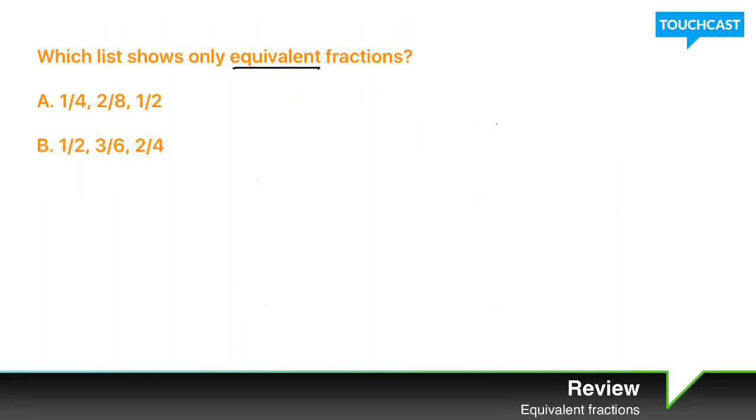Alright, let's take a look at another problem. This problem reads, which list shows only equivalent fractions? So of A or B, which of those shows only equivalent fractions? All 3 of them are equivalent to each other. So let's take a look.